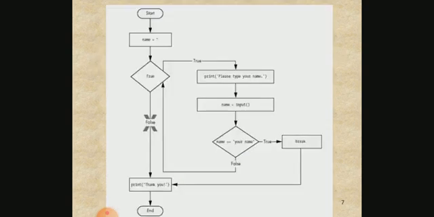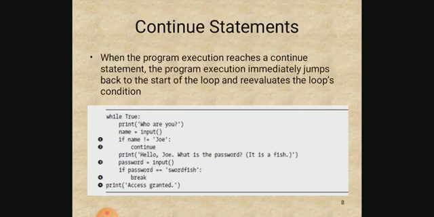Okay, next will be continue statements. What is the usage of continue statements? When the program execution reaches a continue statement, the program execution immediately jumps back to the start of the loop and re-evaluates the loop's condition, which means it skips the following statements. The continue statement's behavior is the same in all programming languages. It skips the following statements and continues from the loop's beginning. Okay, here is an example presented.